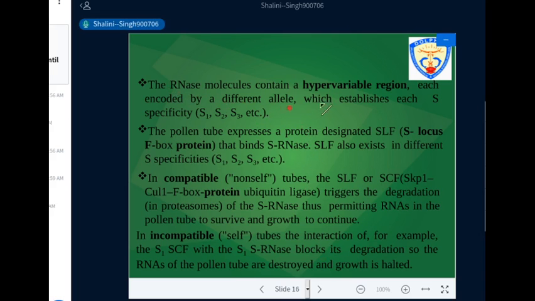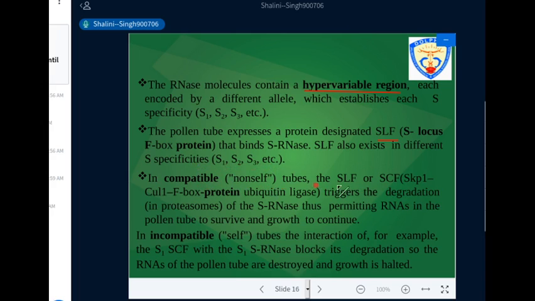This RNA molecule contains a hypervariable region which is encoded by a different allele, which establishes each specificity, whether it is S1, S2 or S3. The pollen tube expresses a protein designated as SLF, that is S-locus F-box protein, that binds RNAs. SLF also exists in different specificities, S1, S2, S3, etc.